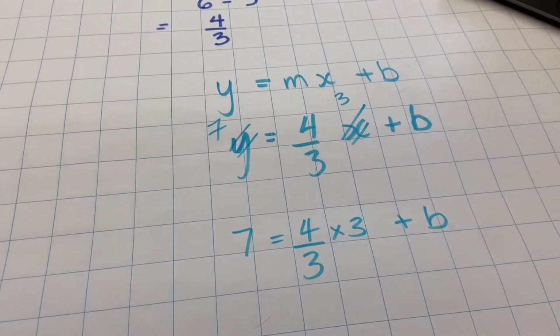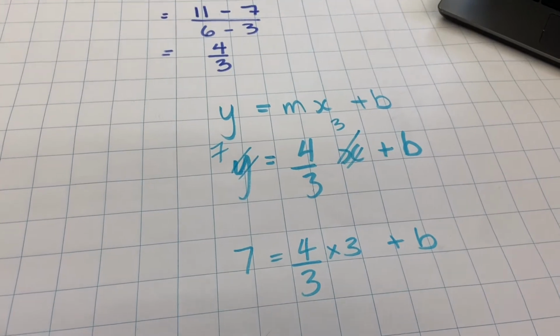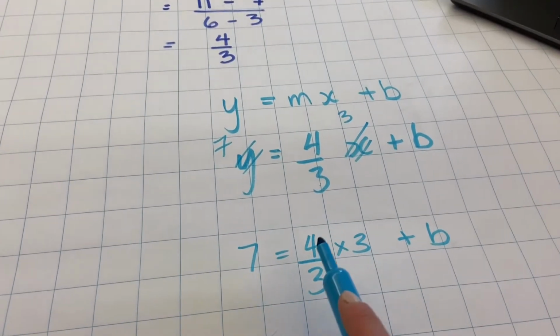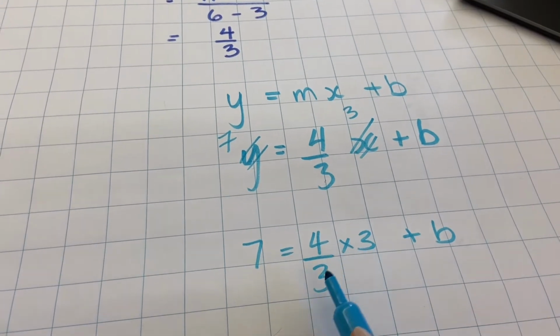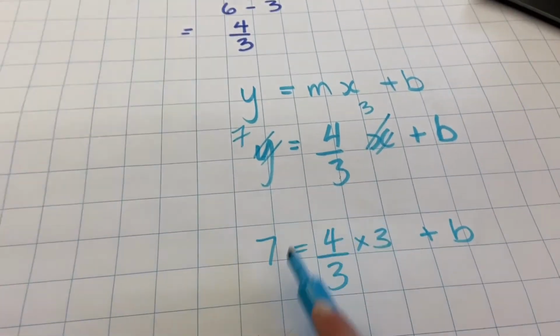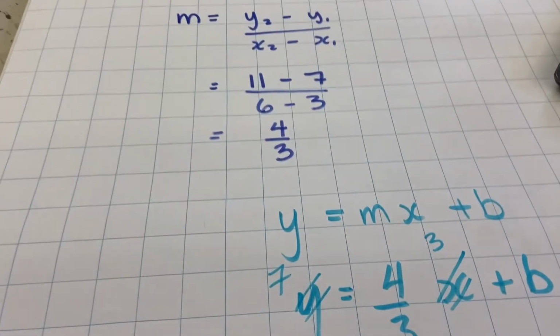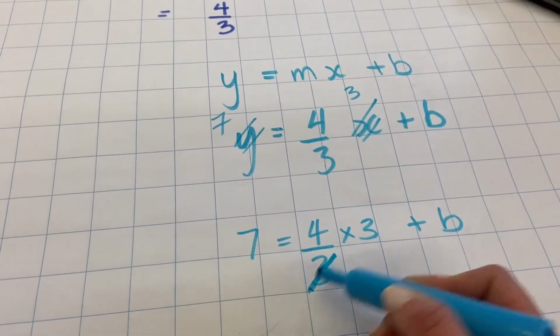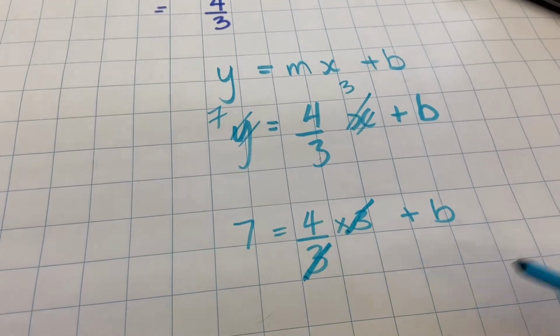Now, the nice thing is here, I'm going to end up eliminating my fractions, because 4 times 3 is 12. 12 divided by 3 is just 4. So I really am not going to have a fraction. I had a fraction at the beginning, but it's going to all cancel out, because this 3 dividing by 3 and this 3 multiplying by 3 cancel out.